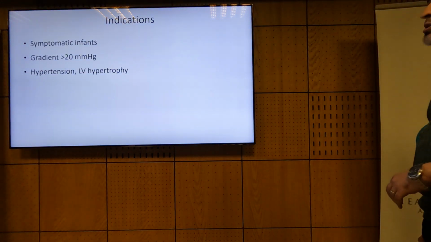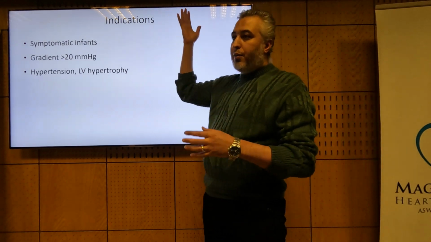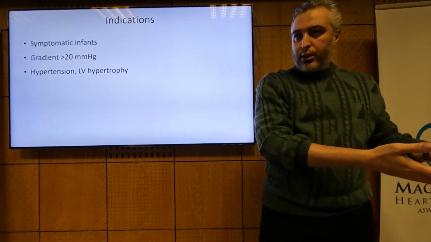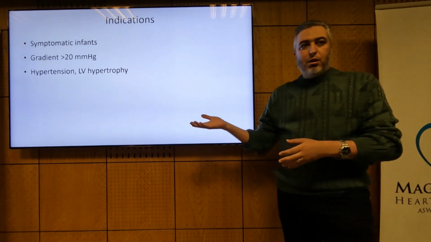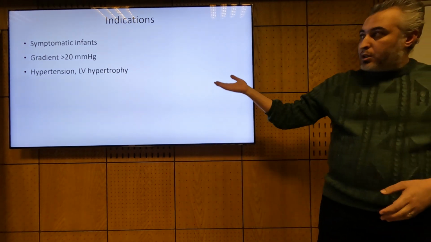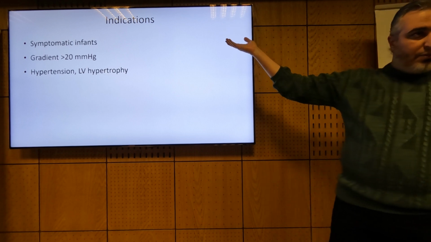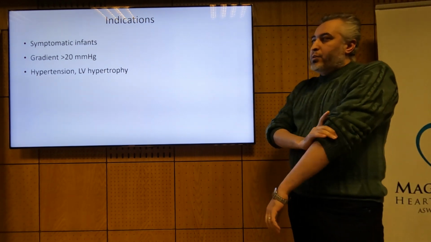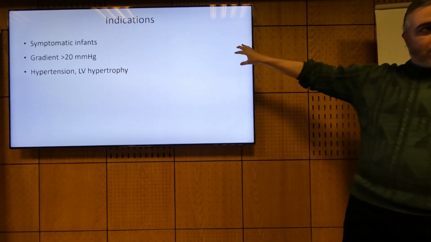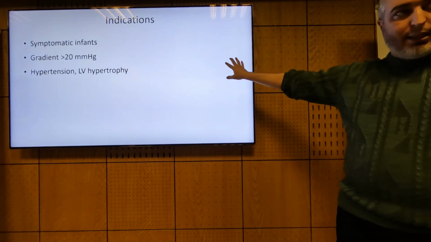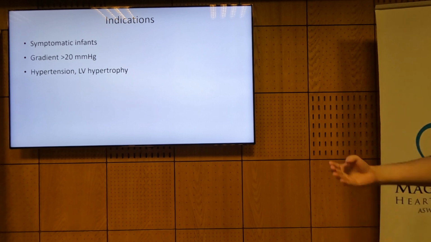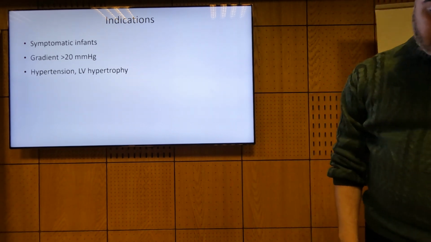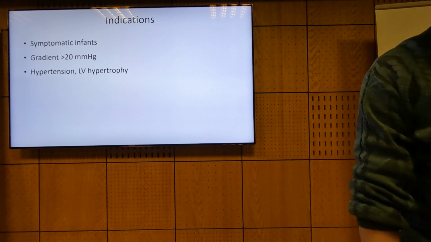So indications for intervention here are a symptomatic infant. Obviously, if a patient presents with circulatory collapse and requires ventilation and prostin, or in severe heart failure with cardiomyopathy, essentially he is very well indicated. On the other hand, patients who have a gradient of more than 20 millimeters of mercury across the arch are indicated for intervention, and any patient presenting with hypertension or LV hypertrophy. So when do we intervene?